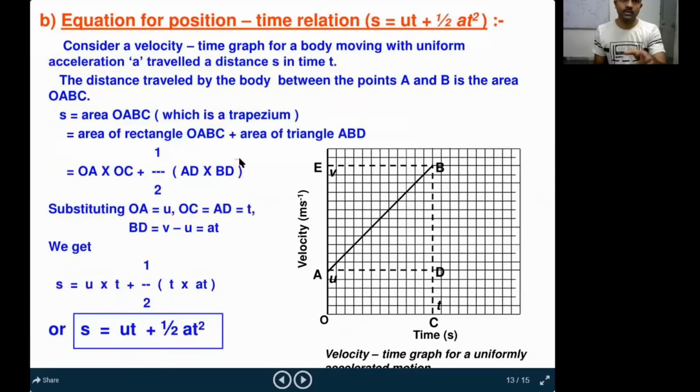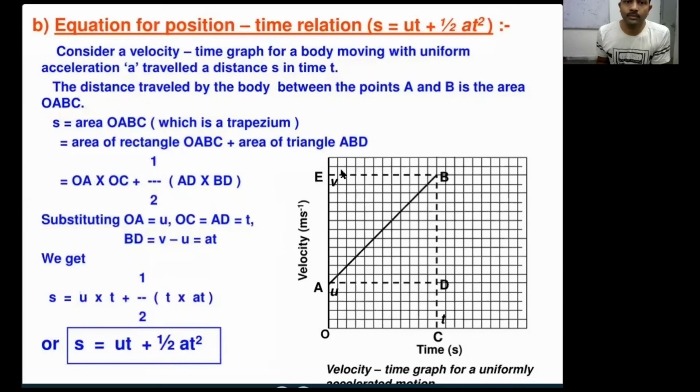Yeah, s equal to ut plus half at square, I skipped this. This is the second equation of motion, right? So how will you get this, s equal to ut plus half at square? Same thing we are getting here. So here we have to replace, just a minute, right? So s equal to the area of OABC, that distance. How will you get the distance? The area under the v-t graph will give you the distance. The area of OABC, that is the trapezium, will give you the distance.